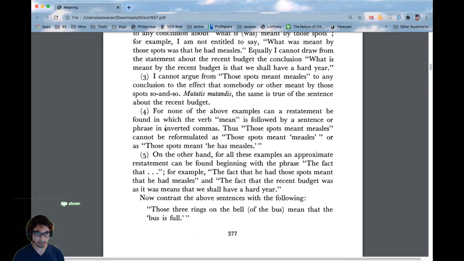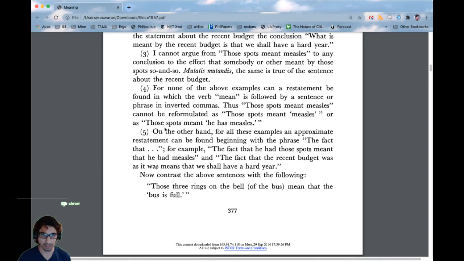Third observation, I cannot argue from those spots meant measles to any conclusion to the effect that somebody or other meant by those spots so and so. I think this is the same as the previous point. A passive voice, what was meant by those spots? Well, in order for something to be meant by, it has to be meant by someone. And he's saying here, those spots mean measles. There is no person who means measles by those spots. Mutatis mutandis, the same is true of the sentence about the recent budget. And mutatis mutandis is just a Latin phrase meaning changing what needs to be changed.